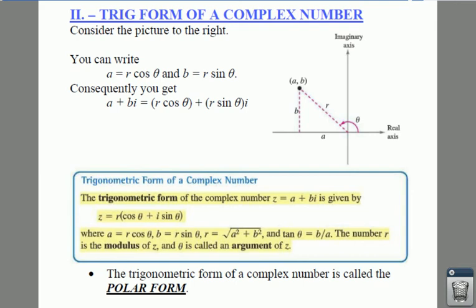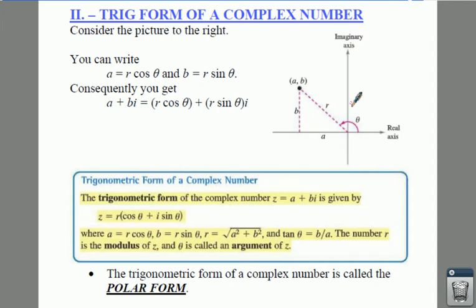Now what we need to do is, since we know how to graph a complex number, we need to know how to write the trig form of a complex number. So now if you look at your picture over here, if you have the point (a, b), where a is your real part, b is your imaginary part, and then you're going to have this distance from the origin out to your point. That is your r.